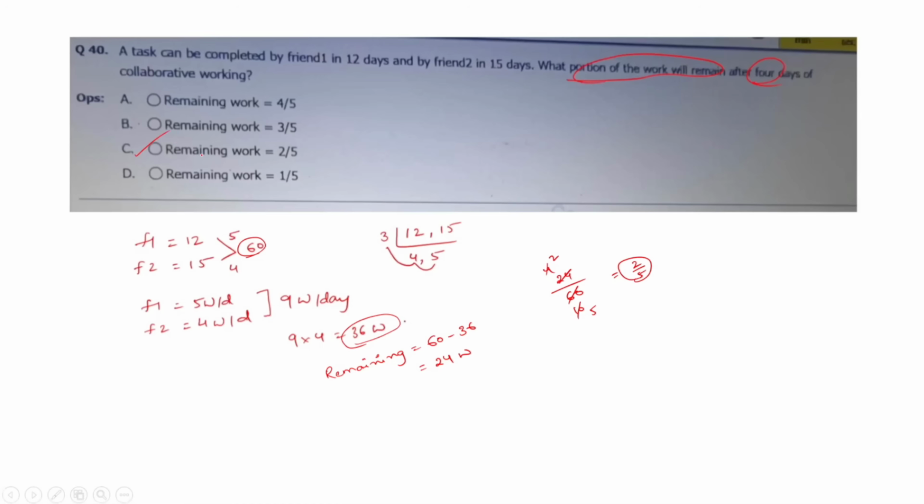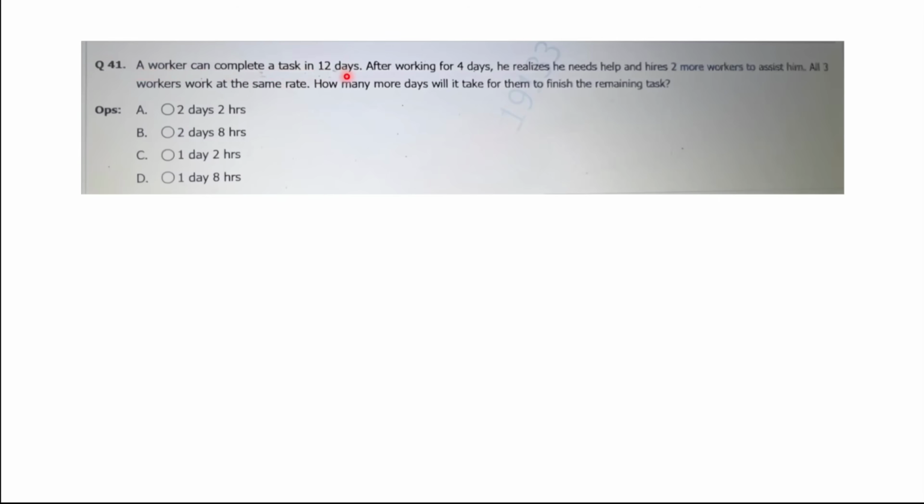Let's see the next question. A worker can complete a task in 12 days. After working for 4 days, he realizes he needs help and hires 2 more workers to assist him. All 3 workers work at the same rate. How many more days will it take for them to finish the remaining task?